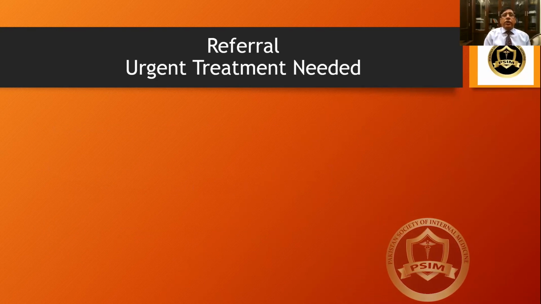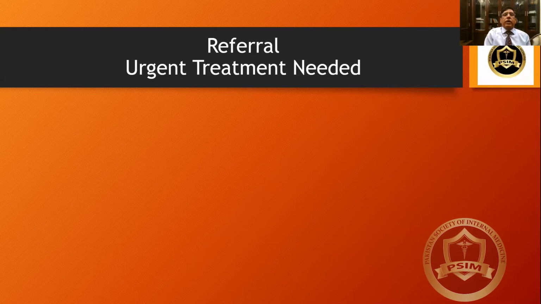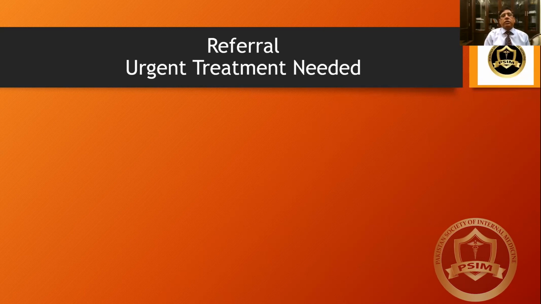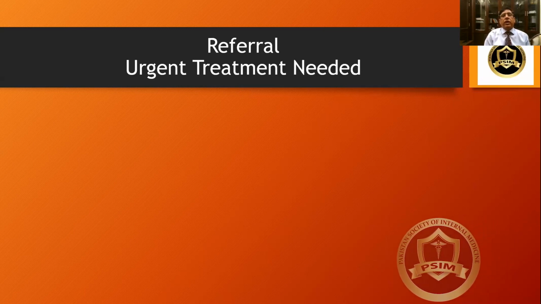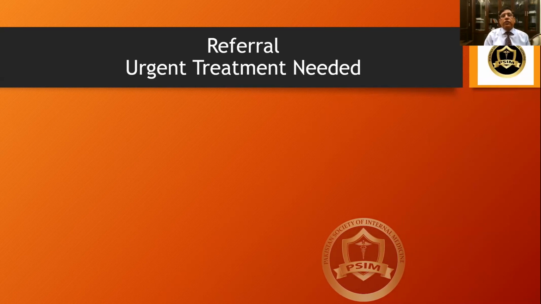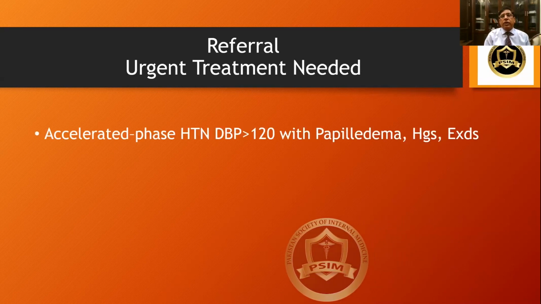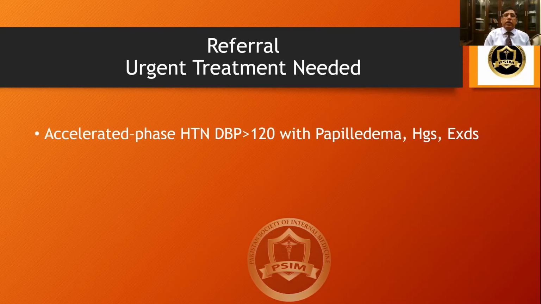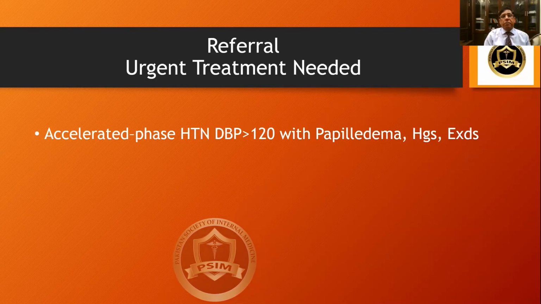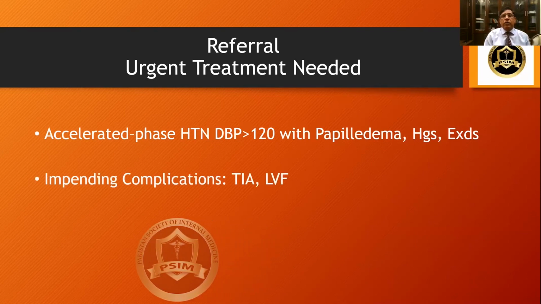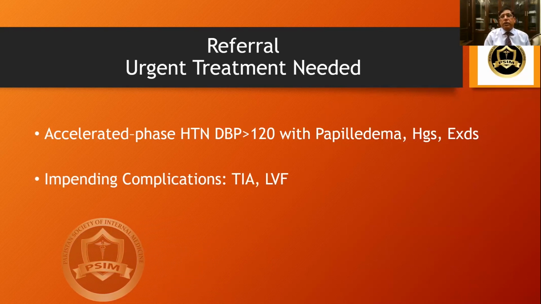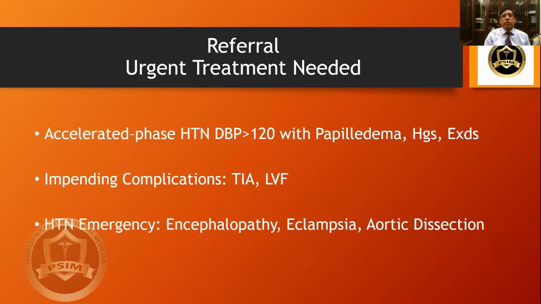guidelines. Equally important is when you should refer your patient for specialist care. One, when urgent treatment is needed. Whenever someone has an accelerated phase of hypertension with diastolic blood pressure 120 with papilledema, hemorrhage or exudate on fundus examination, he should be referred to a specialist. Whenever there are impending complications like TIA or left ventricular failure, he should be referred. Whenever there is a hypertensive emergency, encephalopathy, eclampsia, or aortic dissection, he should be referred.